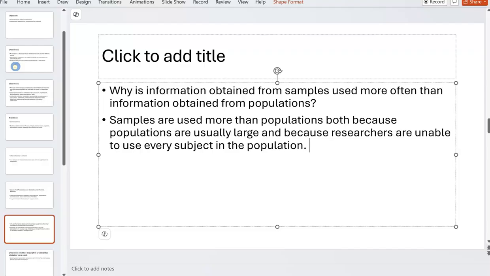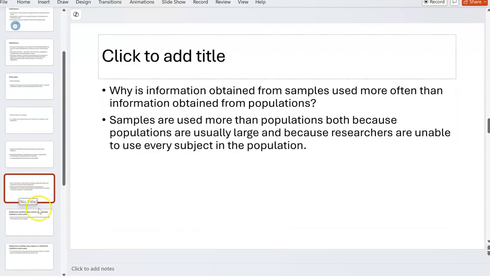Again, we're going to talk a little more about this, but the big picture is it's a lot more convenient to survey a sample than to try to get the whole population, due to time, money, effort, and usability of all the subjects that may be in that population. It may just be more convenient to do the sample.